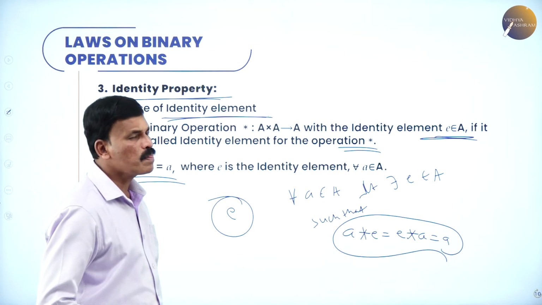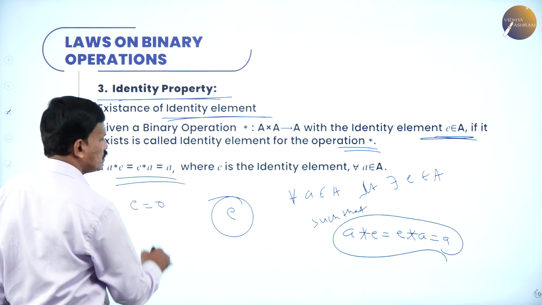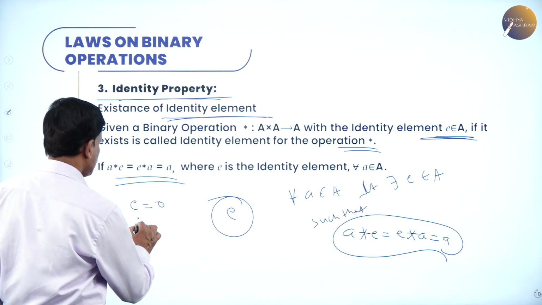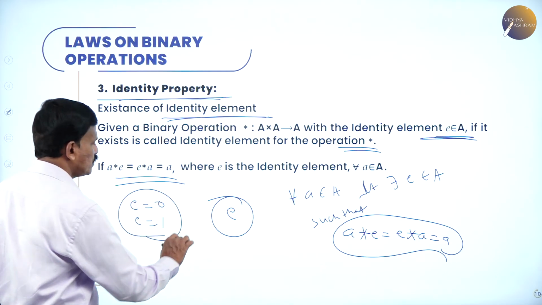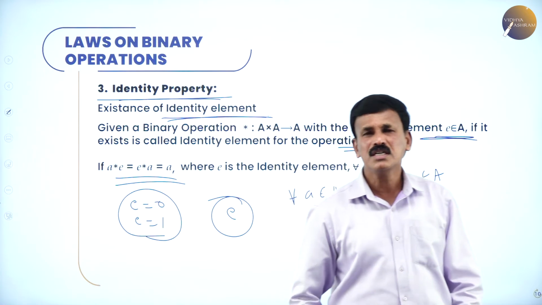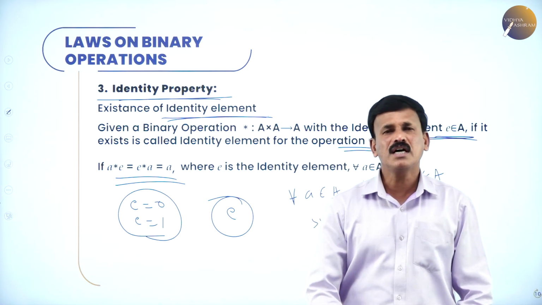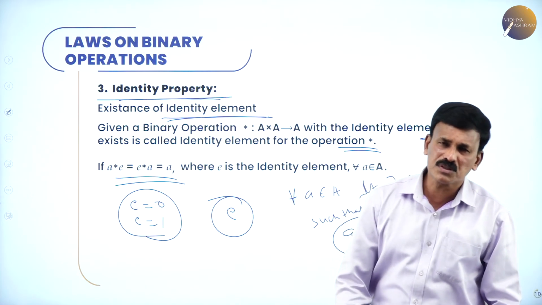Usually the identity element with respect to addition is 0, and E is equal to 1 is an identity element with respect to multiplication. Usually the identity elements are 0 and 1. 0 is an identity element with respect to addition and 1 is an identity element with respect to multiplication.